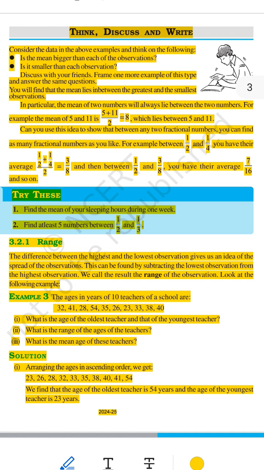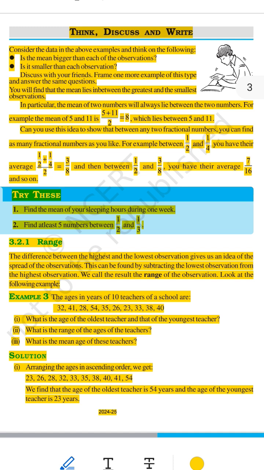Examples. Numbers 4, 7, 10: smallest 4, largest 10. Mean equals (4 + 7 + 10) divided by 3, which is 21 divided by 3, equals 7. 7 is between 4 and 10. Numbers 5 and 11: mean equals (5 + 11) divided by 2, 16 divided by 2 equals 8. 8 is between 5 and 11. This is always true. The mean will never be outside the range of your data.